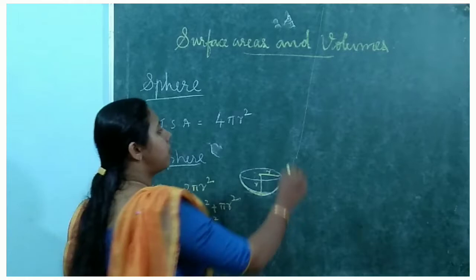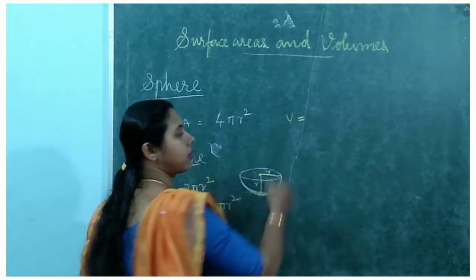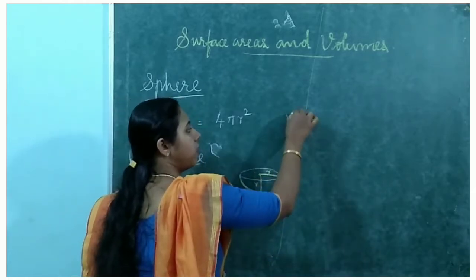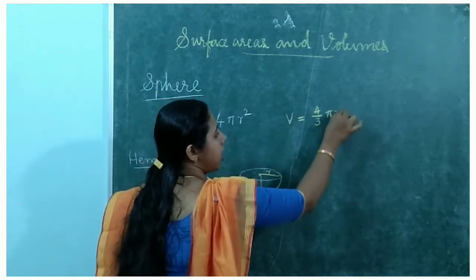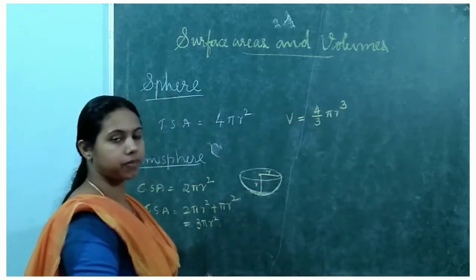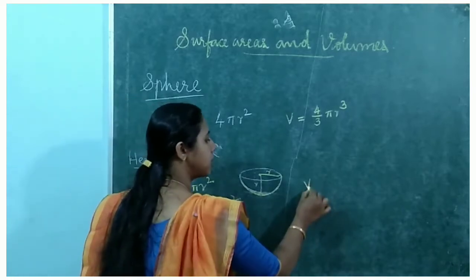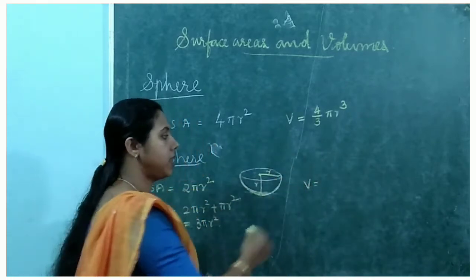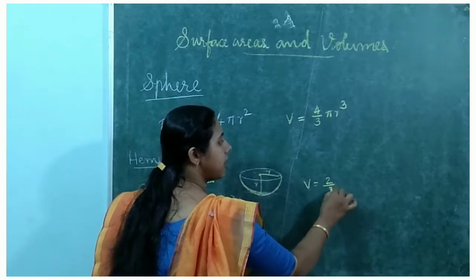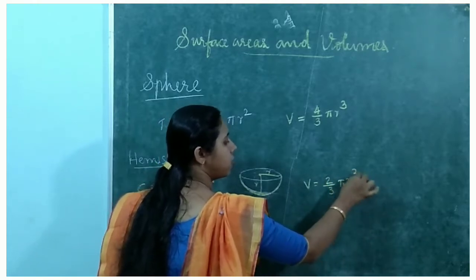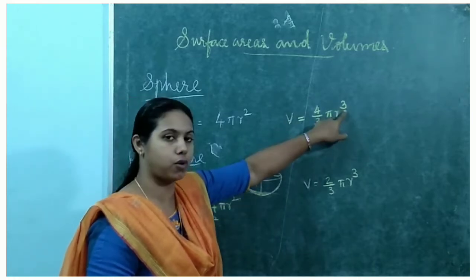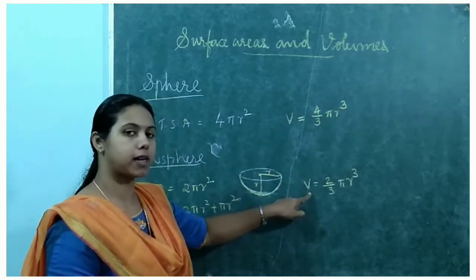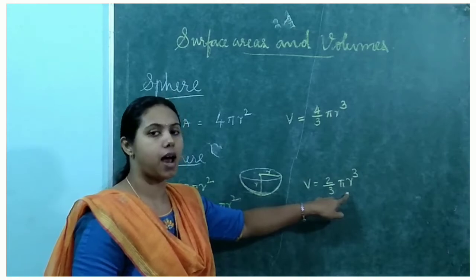Then what is the volume of a sphere? Volume of sphere, we know, is equal to 4 by 3 pi r cube. And volume of hemisphere is half of that. That means 2 by 3 pi r cube. Volume of sphere is 4 by 3 pi r cube. Volume of hemisphere is equal to 2 by 3 pi r cube.